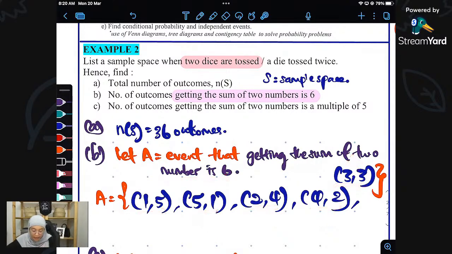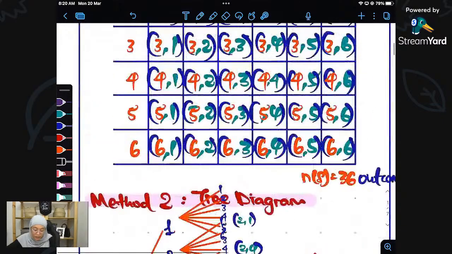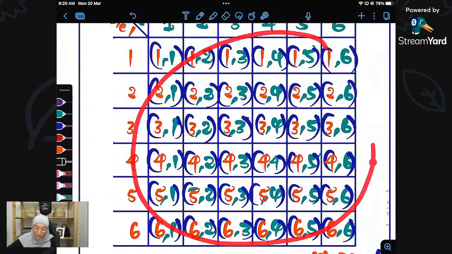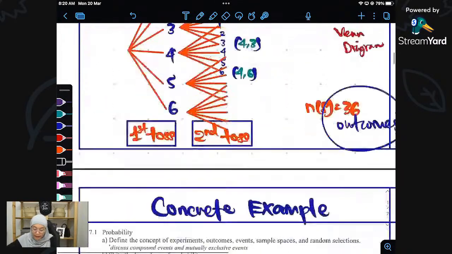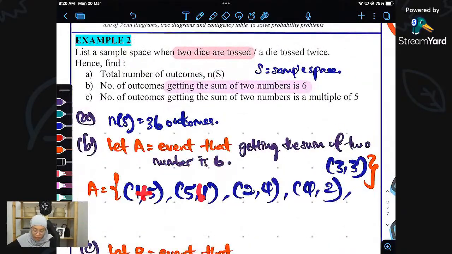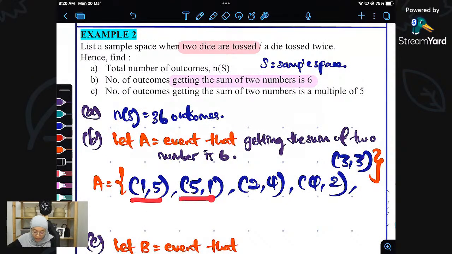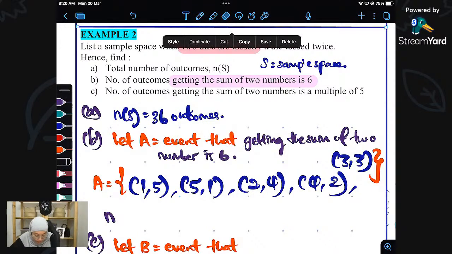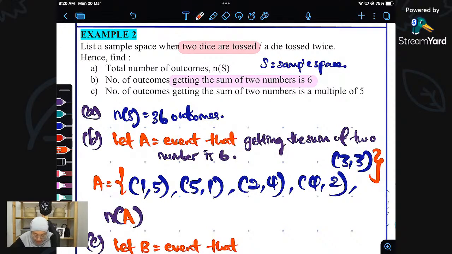Okay, so only these in this sample space, in this big sample space, out of the 36 outcomes, these are the only numbers when you add them together will give you 6. Therefore, how many of them? How many of them? 1, 2, 3, 4, 5. Therefore, you can write down here the number of the event A. Maybe I use like this. So the number of the event A is what? The answer is 5 out of the number.